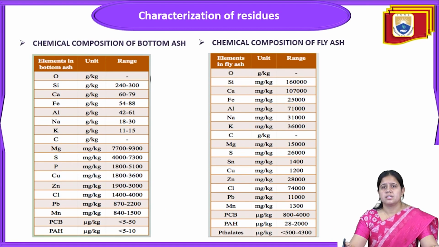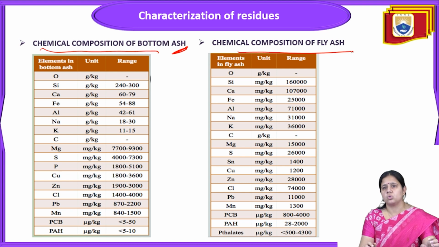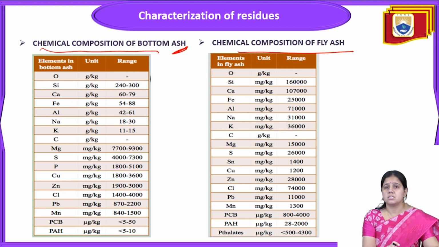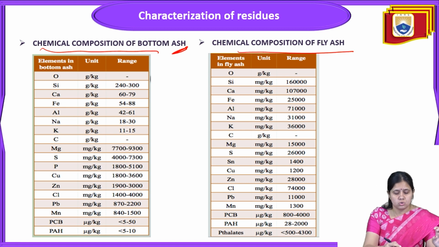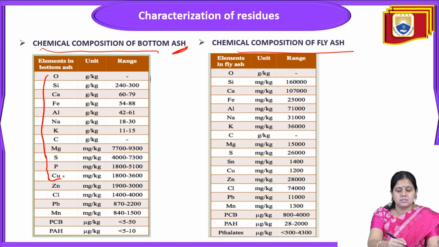Now this is the picture, a characterization of the residue. Actually, this residue characterization is very important. First of all is the bottom ash, chemical composition of bottom ash and chemical composition of fly ash. So you can see that in the bottom ash, all useful elements are there: oxygen, silicon, calcium, iron, aluminium, sodium, potassium, carbon, magnesium, sulfur, phosphorus, copper, zinc, chlorine, lead, manganese, PCB, pH, all are there. So from oxygen to manganese, sulfur, phosphorus, copper, they come under, up to some limit, what is called essential elements.